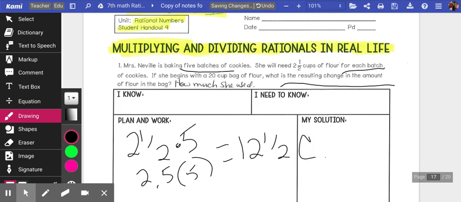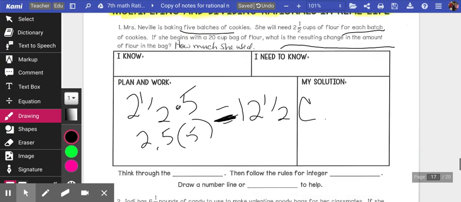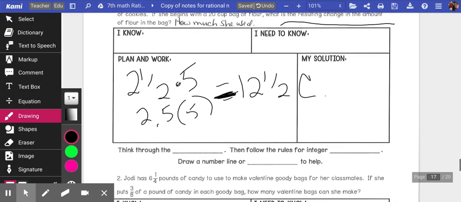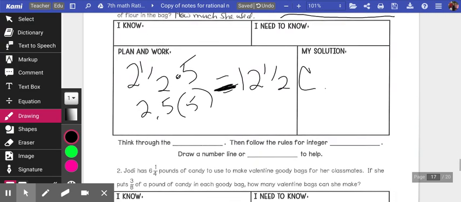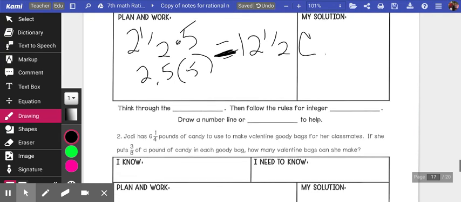And it really probably should be negative because it's showing that she used it, so it would be a change. So it's subtracting out of the bag. So they don't want to know how much is left in the bag. They want to know how much she used. It's kind of a tricky one. So you need to think through the situation and follow the rules. You can draw a number line or model it to help.